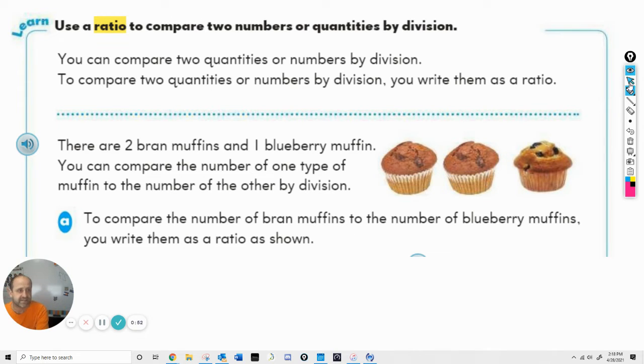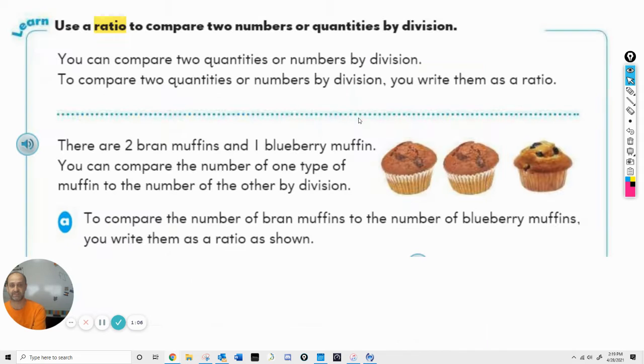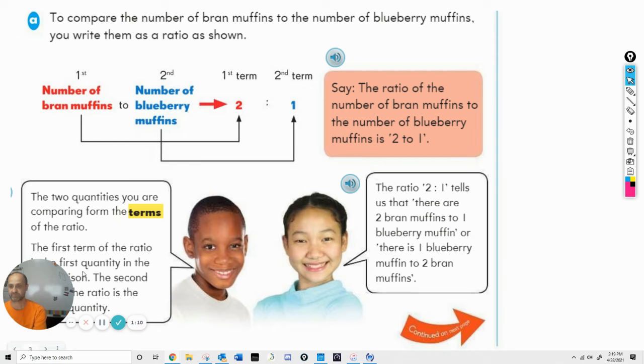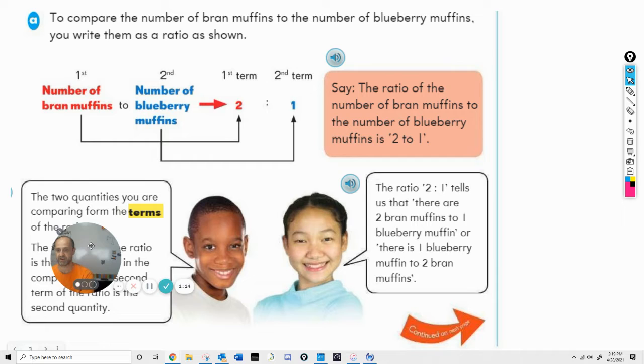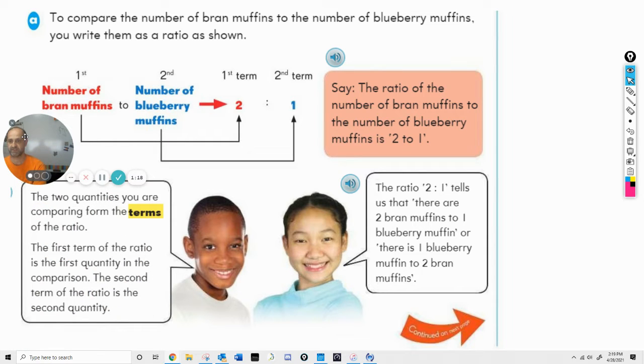shown. Except it's not showing you. How tricky is that? Oh, right here. The number of bran muffins to the number of blueberry muffins. 2 to 1. And you say the ratio of bran muffins to blueberry is 2 to 1. 2 bran to 1 blueberry, 2 to 1. Okay? The quantities we're comparing are terms. 2 represents the bran muffins, and 1 represents the blueberry muffins.